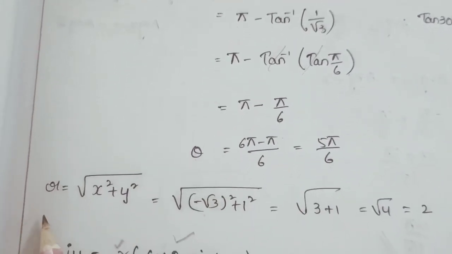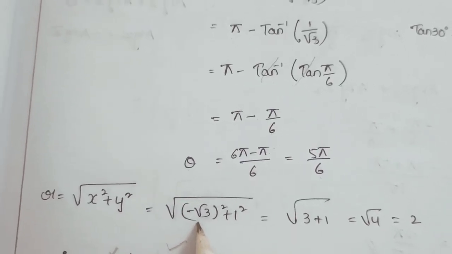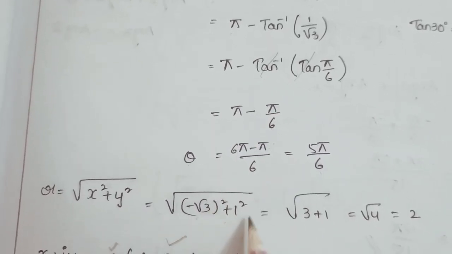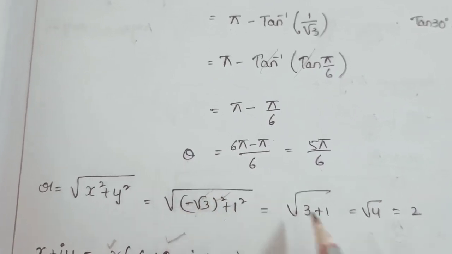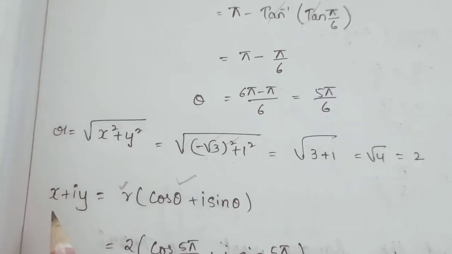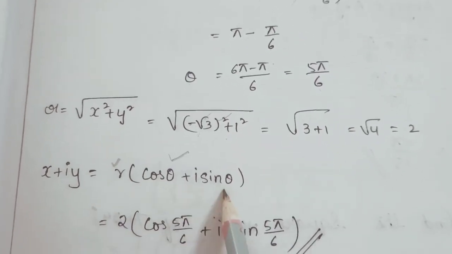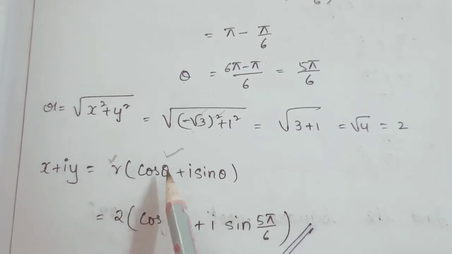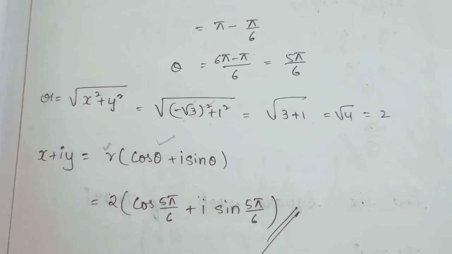Now we want r. The formula for r is the square root of x square plus y square. x is minus root 3, whole square, plus y is 1 square. The square and root get cancelled, and here it will become plus. So 3 plus 1 is 4, root 4 is 2. r is equal to 2. Okay, x plus iy is equal to r into cos theta plus i sin theta. r is 2, cos theta is 5 pi by 6 plus i sin 5 pi by 6 is the answer.